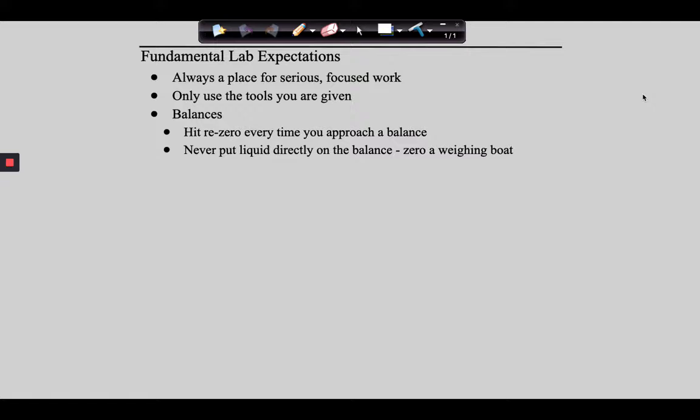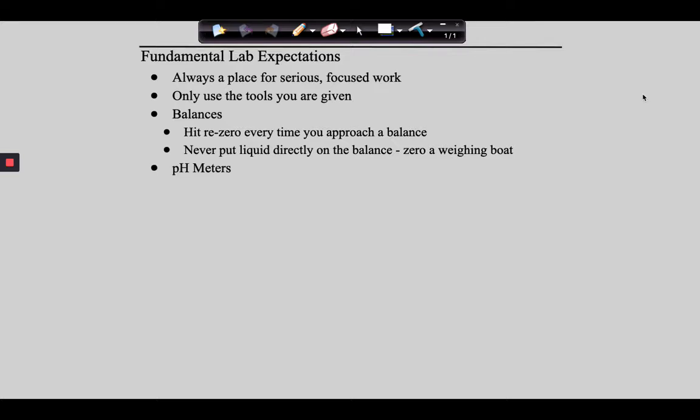You see, we've got these little things called weighing boats. They actually look, I don't have one. Oh, darn it. That's all right. They look like this. So guys, when you try to weigh a liquid on a balance, what you're going to do is you're going to put this on the balance first, then hit re-zero. It subtracts out the mass of the weighing boat, and then you can weigh liquids from there. Please don't put liquids on the balance.